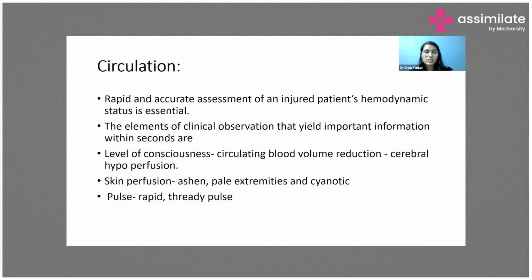The level of consciousness: when the circulatory blood volume gets reduced, it hampers the cerebral perfusion. So your perfusion is reduced, by which the level of consciousness also reduces. By looking at the skin perfusion, by seeing capillary refilling time, if it is more than 3 seconds, if there is ashen skin, pale extremities, and cyanosis on the skin, then you can appreciate that the skin perfusion is low. Now coming to the pulse, there is a rapid and thready pulse if the blood volume is reduced.